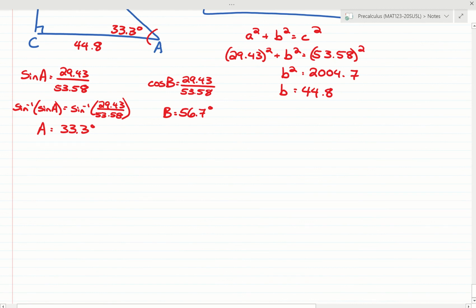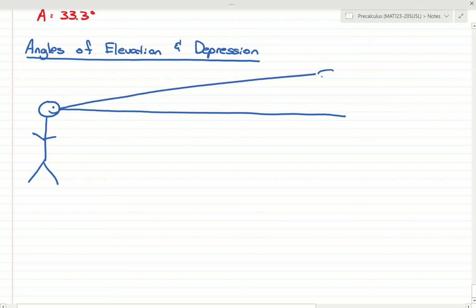We are going to take a look at an applications worksheet, but before we do, I just wanted to explain a little bit about what's called angles of elevation and depression. So let's base it on a person looking straight ahead. If a person's looking straight ahead and he's looking at like a bird in the air, I can't draw to save my life, so pretend that's like a bird. This angle right here is called the angle of elevation.